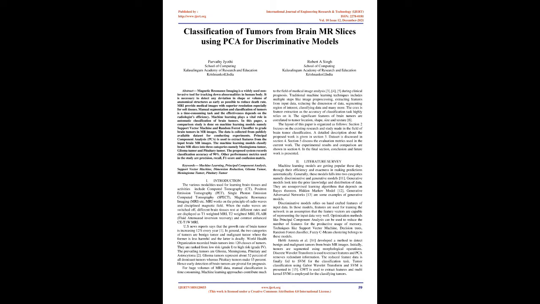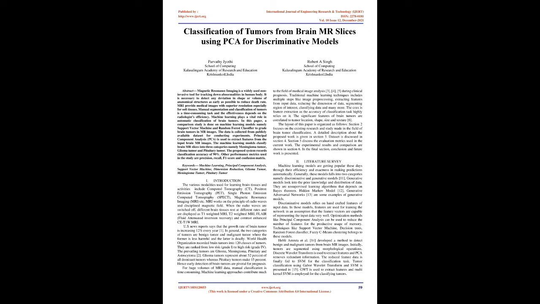Introduction. The various modalities used for studying brain tissues and activities include computed tomography, CT, positron emission tomography, PET, single photon emission computed tomography, SPECT, magnetic resonance imaging, MRI, etc. MRI works on the principle of radio waves and a disciplined magnetic field. When the radio waves are switched off, different brain tissues relax at different rates and are displayed as T1 weighted MRI, T2 weighted MRI, FLAIR, fluid attenuated inversion recovery, and contrast enhanced CE-T1W MRI.